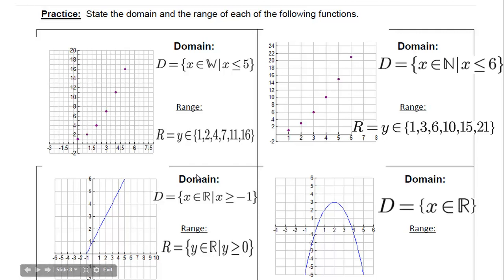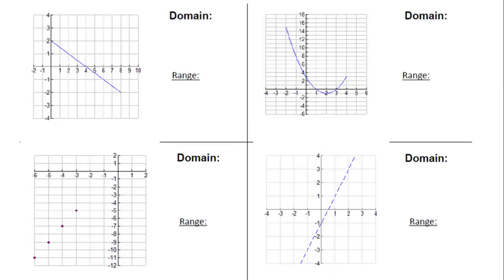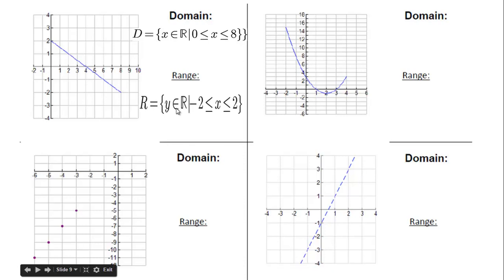Next one is a parabola. The domain is all real numbers, and the range is y less than or equal to 3. This is a straight line that starts and ends, so we have to say it starts at 0 and ends at 8, and it's all real numbers because it's not like points. It's a connected solid line. So pi, for example, is in there, right? And decimal numbers are in there. Everything is in there. Range is similar. It starts at -2 and ends at 2.